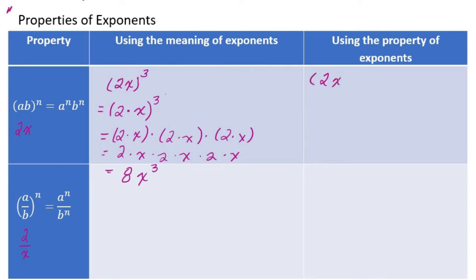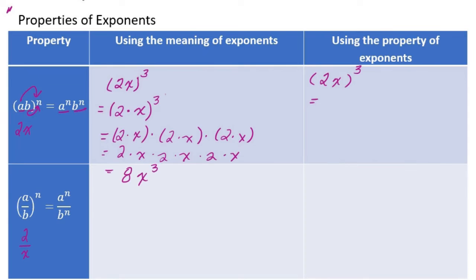So we have the same question, 2x to the power of 3. What the property tells us is that every single thing inside the brackets, the a and the b, are raised to the power of n. So a is raised to the power of n, here it is, a to the power of n, and b is raised to the power of n. Here it is, b to the power of n.